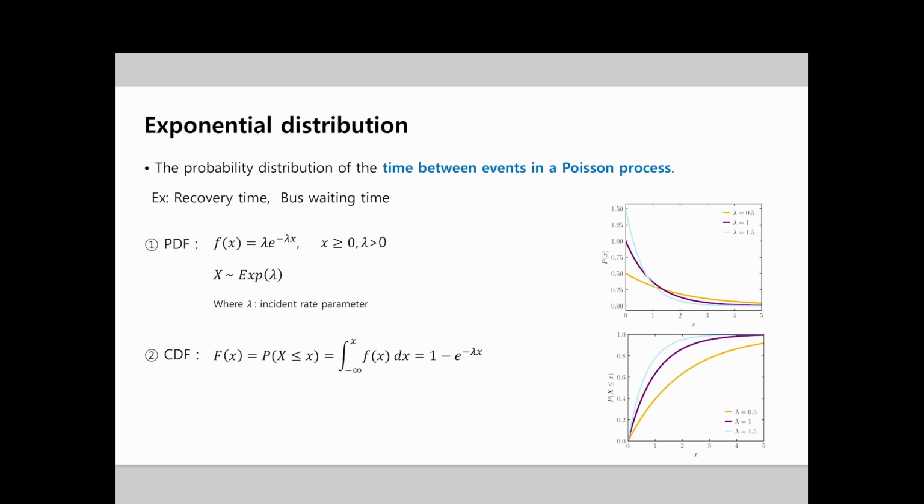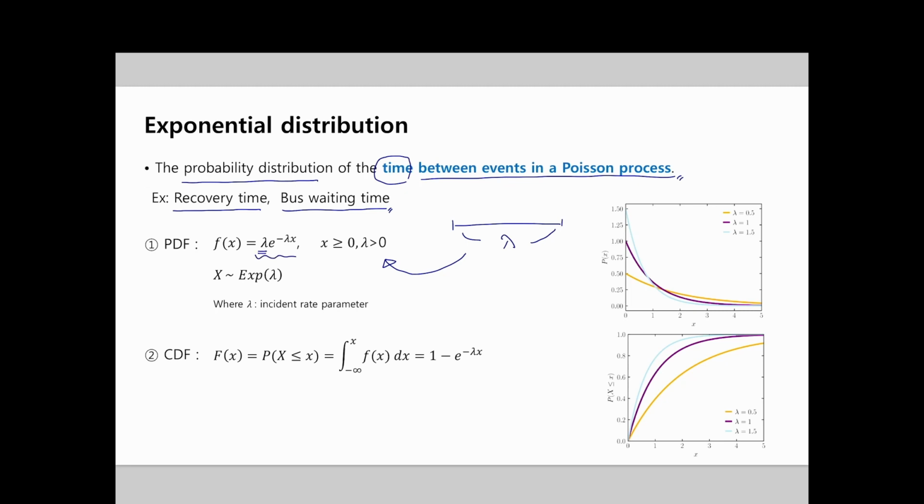The exponential distribution means the probability distribution of the time between events in a Poisson process. For example, the distribution can be used as a distribution of recovery time or waiting time. When the average event occurrence, which is a parameter of a Poisson process, is lambda, the PDF of the exponential distribution is as follows.